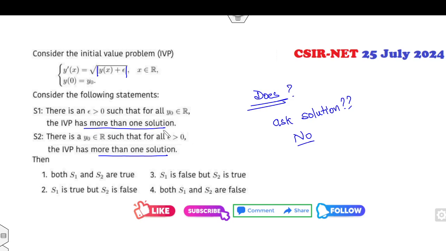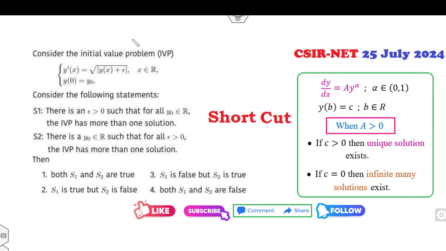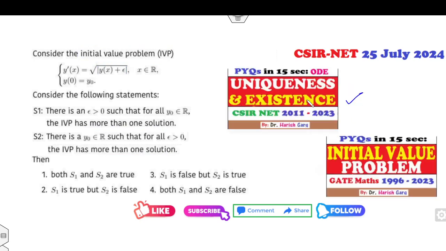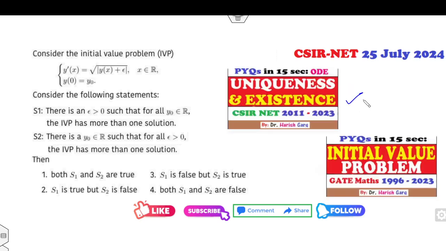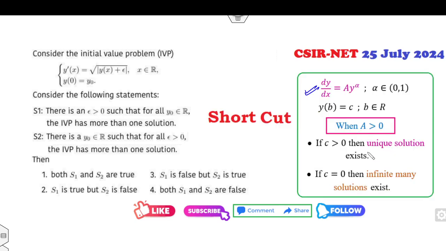Fine. So which thing comes to your mind when you think about the initial value problem? Do you remember any of my lectures? Yes, you always remember my uniqueness and existence lecture. And what is the shortcut trick? As I told you, this is my shortcut trick for you. I already explained all these examples in those lectures with the help of shortcut tricks.